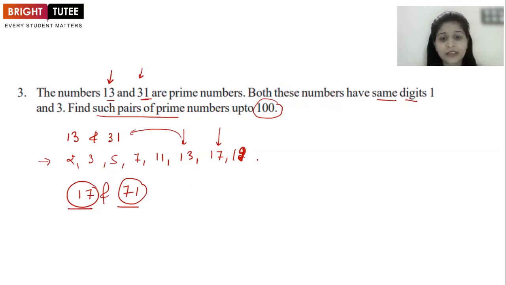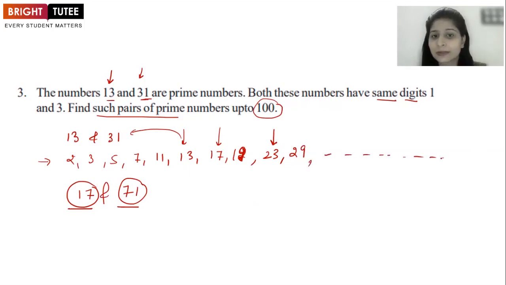Then when you keep figuring out, after 19 you will reach 23, and when you reverse it, 32 will not be a prime number. So you can write down all the prime numbers in this way, like 23, then you can write down 29, but 92, the reverse of it, is not a prime number. So you have to write down, students, all the prime numbers.